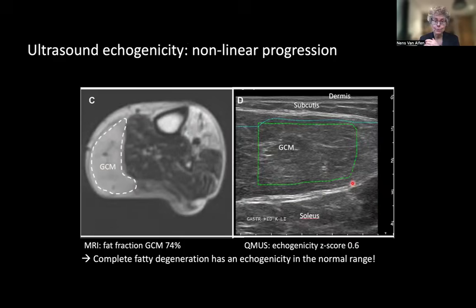So here's an example showing that. This is an advanced dystrophy patient with a fully fatty degenerated medial gastroc right there. And the ultrasound actually looks within normal range and similar to the subcutaneous tissue, only there's no muscle texture anymore. So this is all fat, and that sort of looks normal.